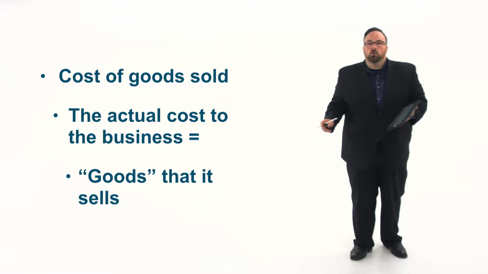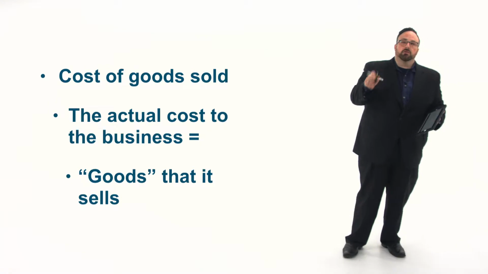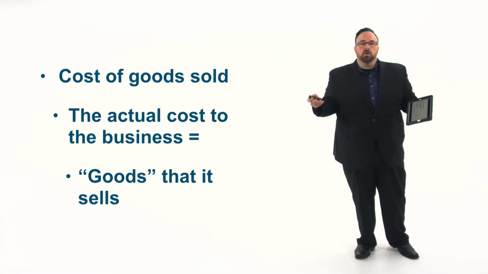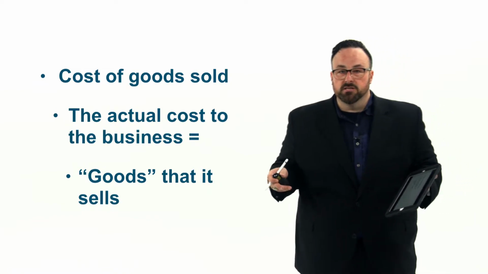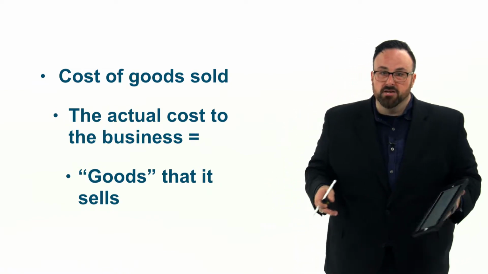The cost of goods sold is the actual cost to the business. What are they using to produce goods that they sell? Well, various things, but nonetheless, they have a price.